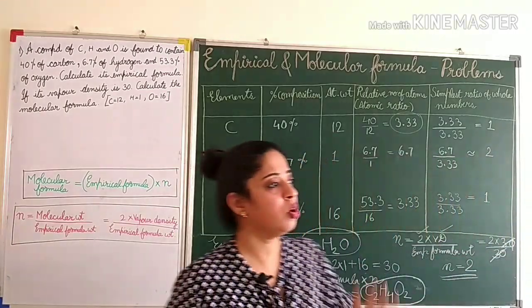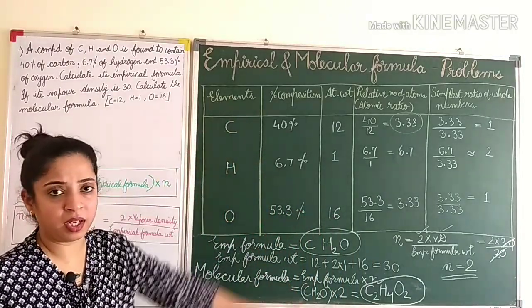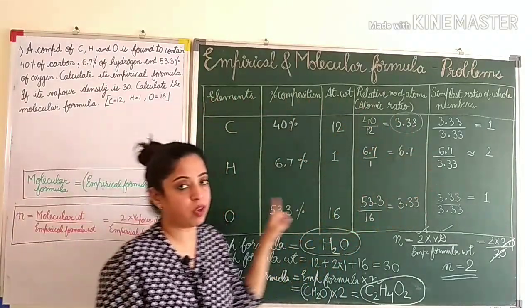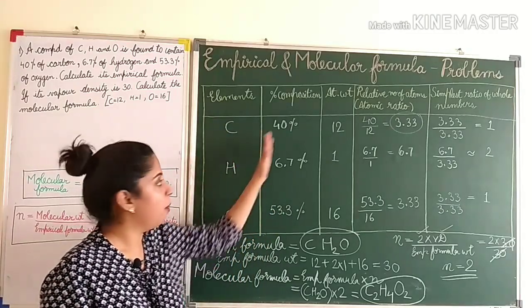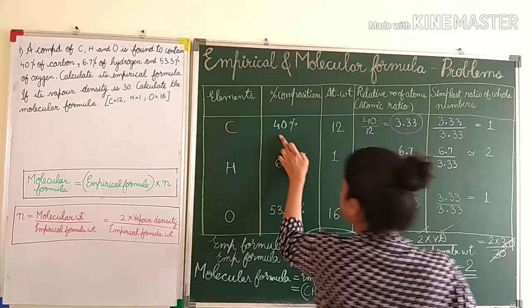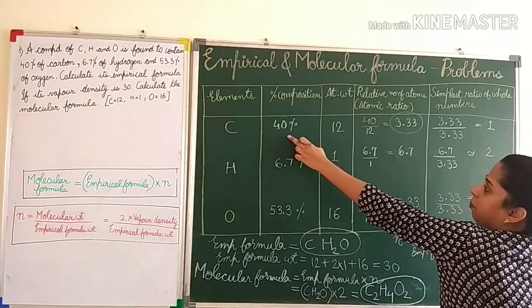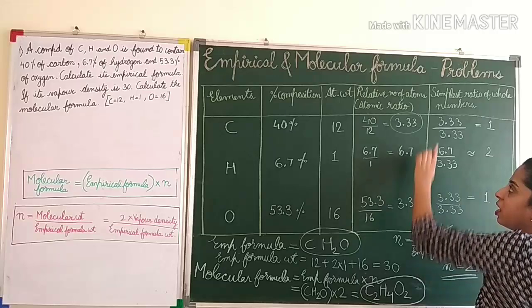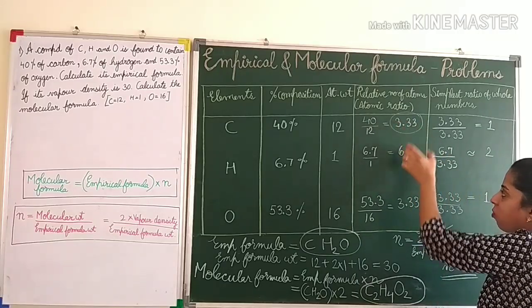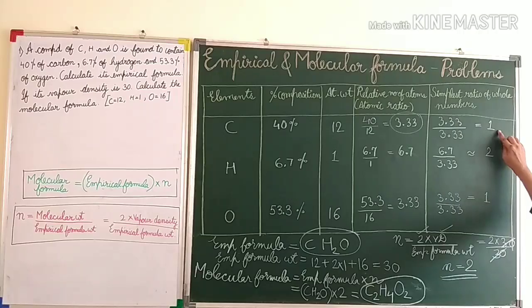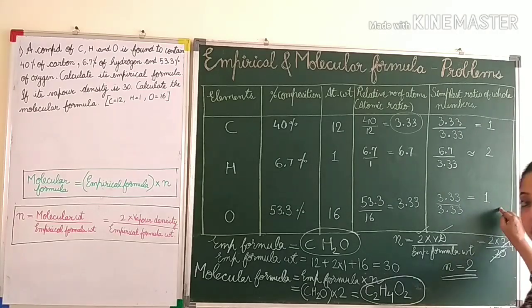Correct? So for solving all empirical formula problems, you have to remember this table. This is very important. Elements, percentage composition and atomic weight. Then atomic ratio is simply this percentage composition divided by atomic weight. Okay. Then you select the smallest number and divide whatever you have got with the smallest number. And you will be able to find the simple whole number ratio.